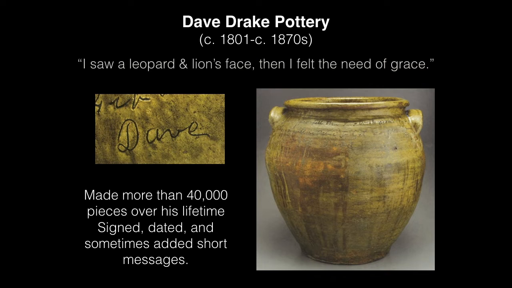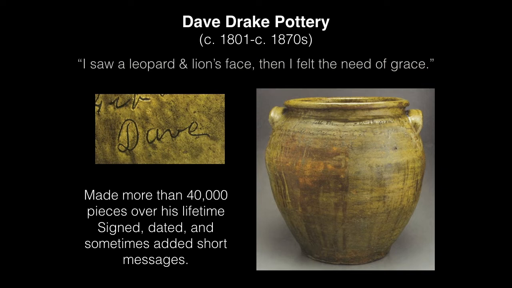And then he took the family name of Drake. He was listed as David Drake Turner. In the 1870 federal census, a decade later, his name was gone from the census. So David Drake made these large functional vessels, and he would, on occasion, inscribe them. We know that he made about 40,000 pieces over his lifetime, which are signed and dated, and sometimes even short messages, poems, and other little musings.